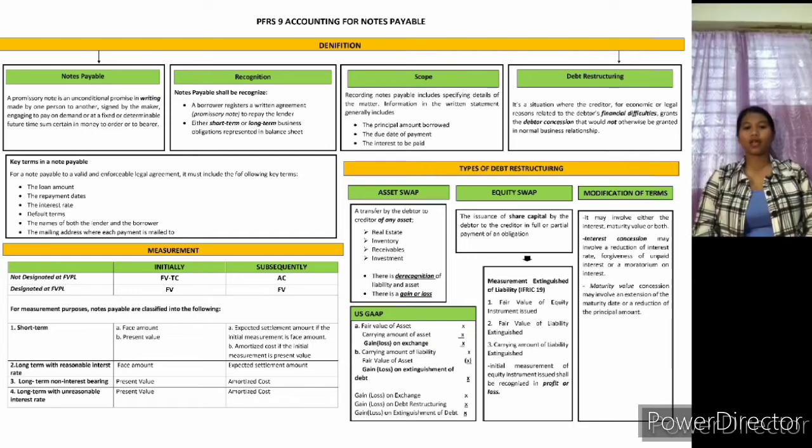Debt restructuring is a situation where the creditor, for economic or legal reasons related to the debtor's financial difficulties, grants the debtor a concession that would not otherwise be granted in a normal business relationship.